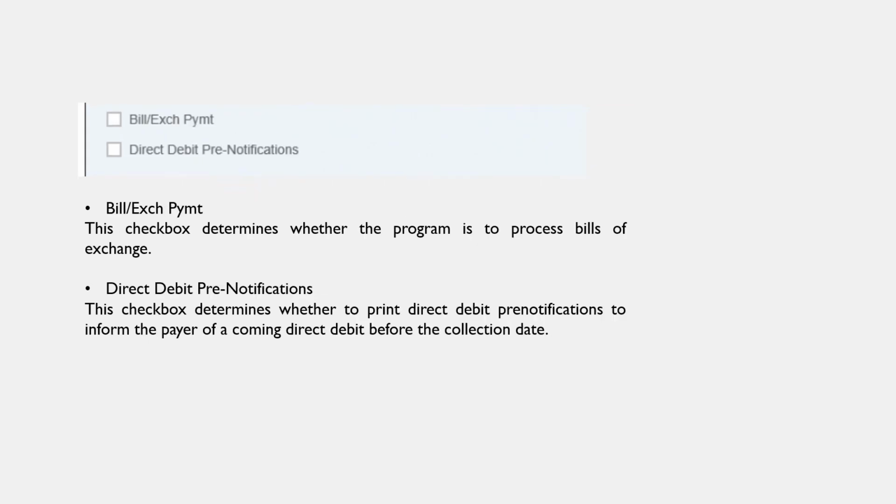All right, now we're going to be looking at bill of exchange payment. So this checkbox determines whether the program is not to process bills of exchange, right? And then we got direct debit pre-notification. So this box determines whether to print a direct debit pre-notification to inform the payer of a coming direct debit before the collection date.